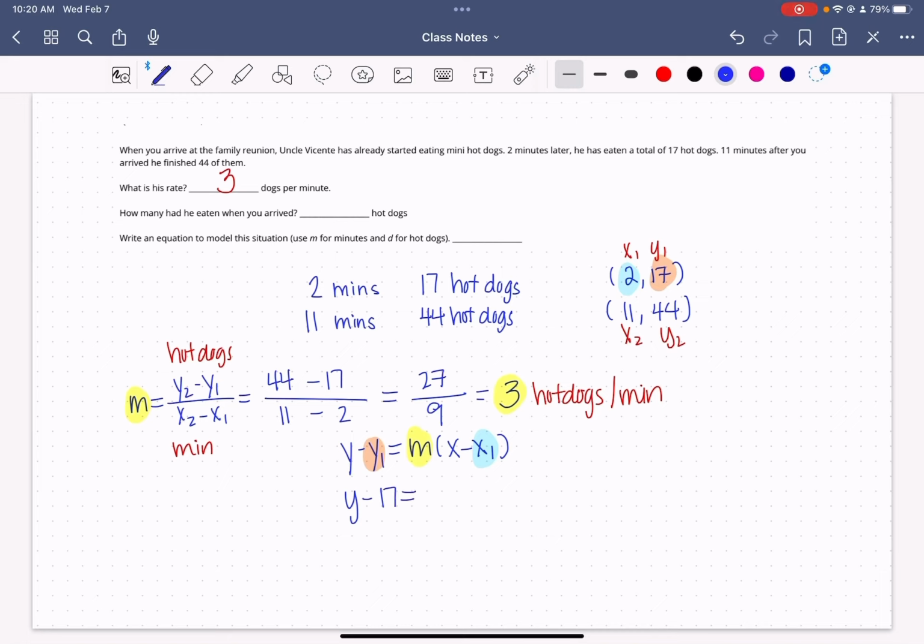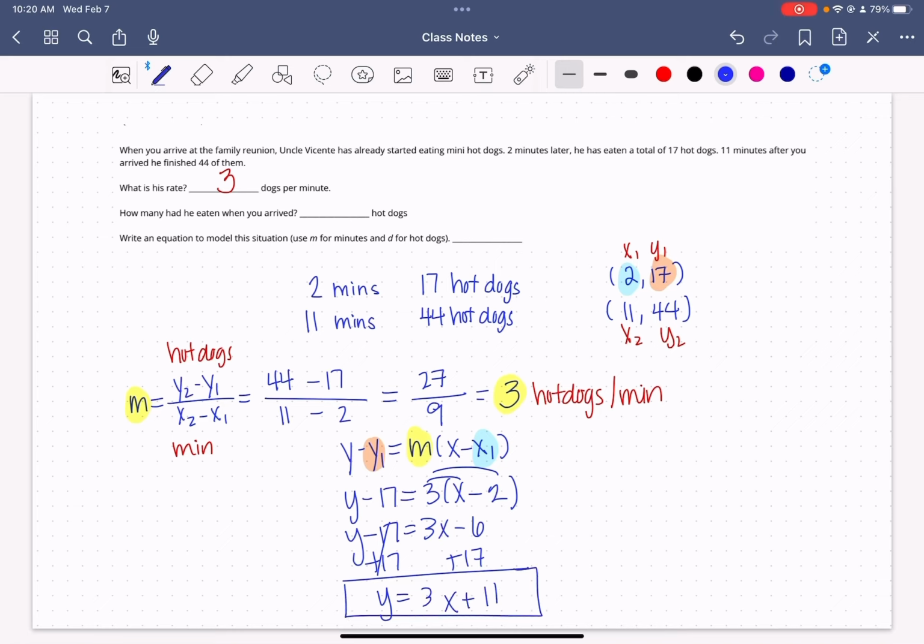y minus 17 equals 3 times x minus 2. We're going to distribute, so I get y minus 17 equals 3x minus 6, and then add the 17 over. So this gives me y equals 3x plus 11. This is the linear equation to represent the situation. Now they said to use M for minutes and D for dogs, so let's use their variables. That would be D equals 3M plus 11.